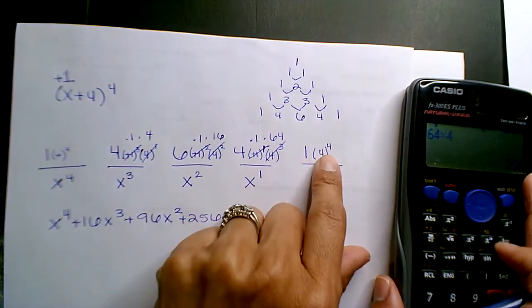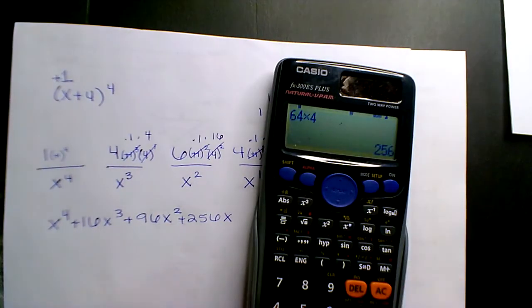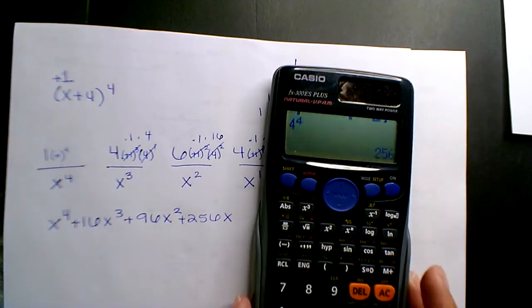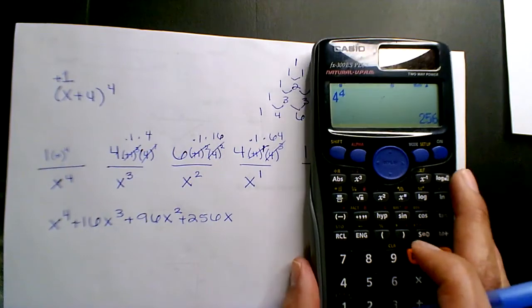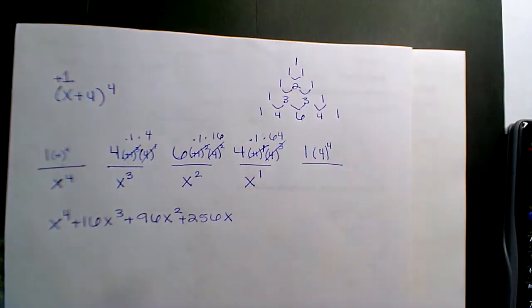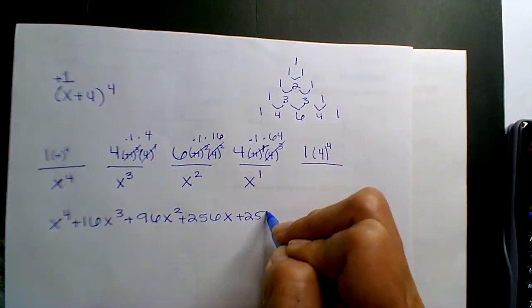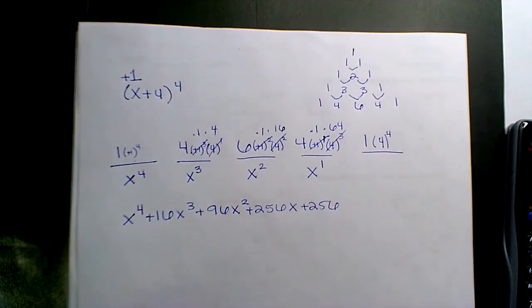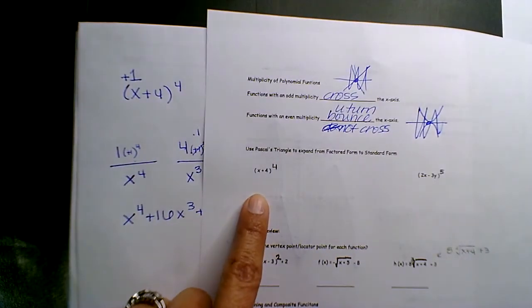Okay, the last one is just 4 to the 4th power. So 4 to the 4th power is 256. Whoops, sorry, 256. And so just 256, and it's a constant. And so that's the answer to this one.